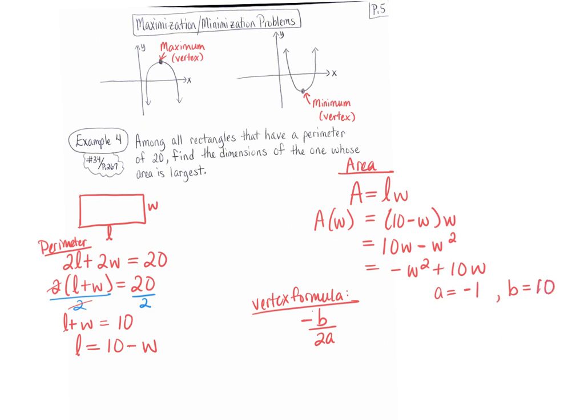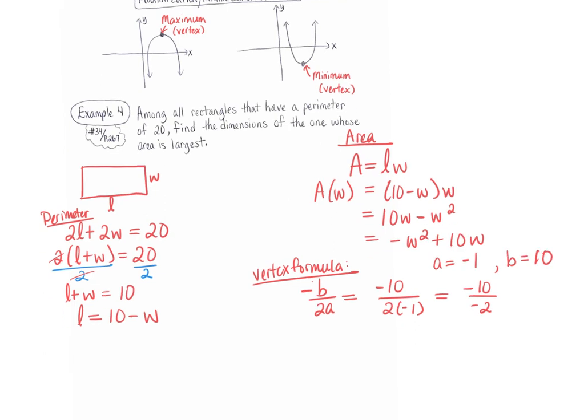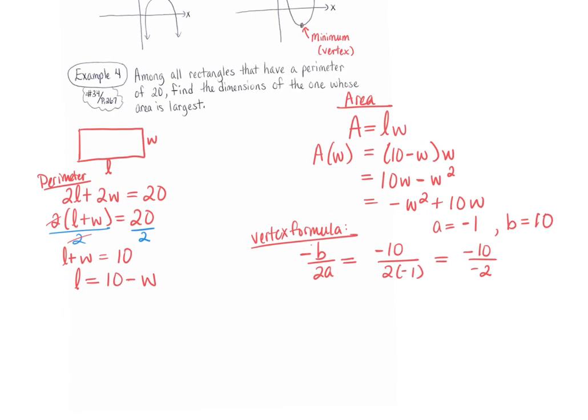And what's B? 10. Good. So negative B over 2A is negative 10 over 2 times negative 1. That's equal to negative 10 over negative 2. Negative 10 over negative 2 is what? 5. Good. So that means W, that means our width is equal to 5.